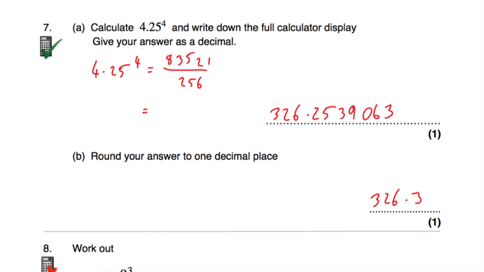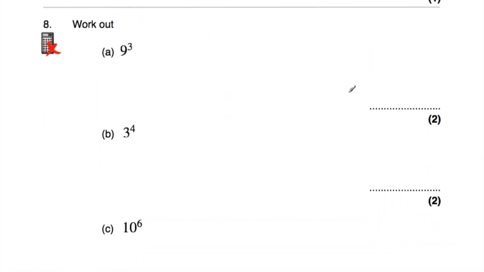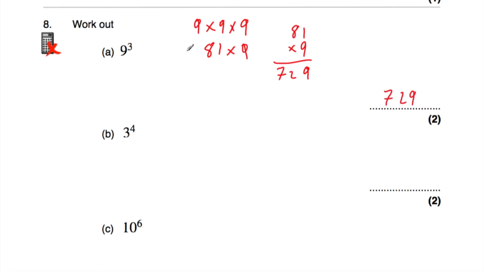Okay, let's have a look at our next question, question number 8. Question number 8 is a non-calculator question, so I'm putting down my calculator, and we've been asked to work out the value of 9 cubed. So that's 9 multiplied by 9 multiplied by 9. 9 times 9 is 81, so we've got 81 multiplied by 9. Let's see what we get. 9 times 1 is 9, and 9 times 8 is 72. So that means our answer is 729. So that means that 9 cubed is 729.